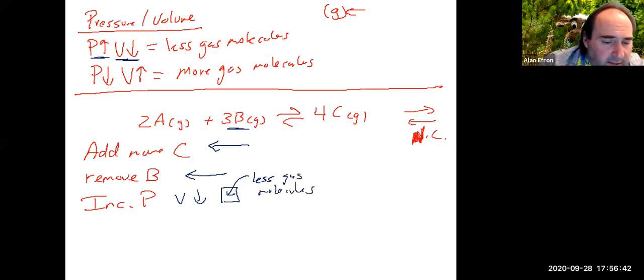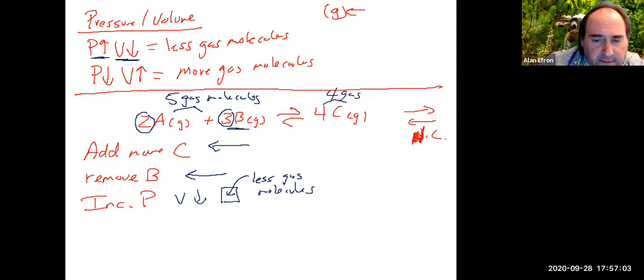When we look on the left-hand side, they are both G's, they're both gases. So we have 2 gas molecules here and 3 gas molecules here, giving us a grand total of 5 gas molecules. On the right-hand side, this is a G, so there's only a 4 there, so that is 4 gas molecules. That means in this particular case, since we need to go to fewer gas molecules, this should shift to the right. Question on any of those examples there?